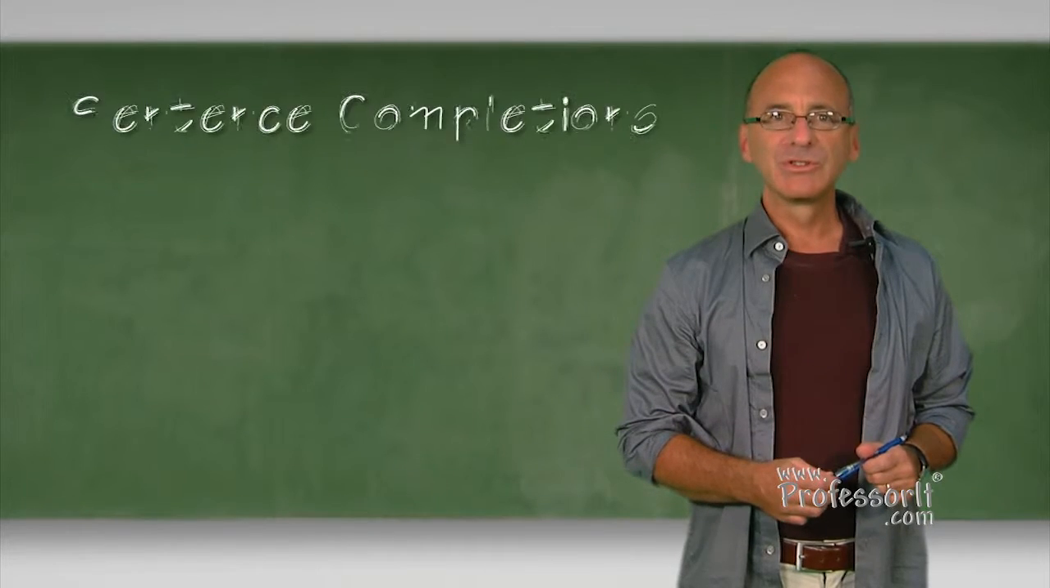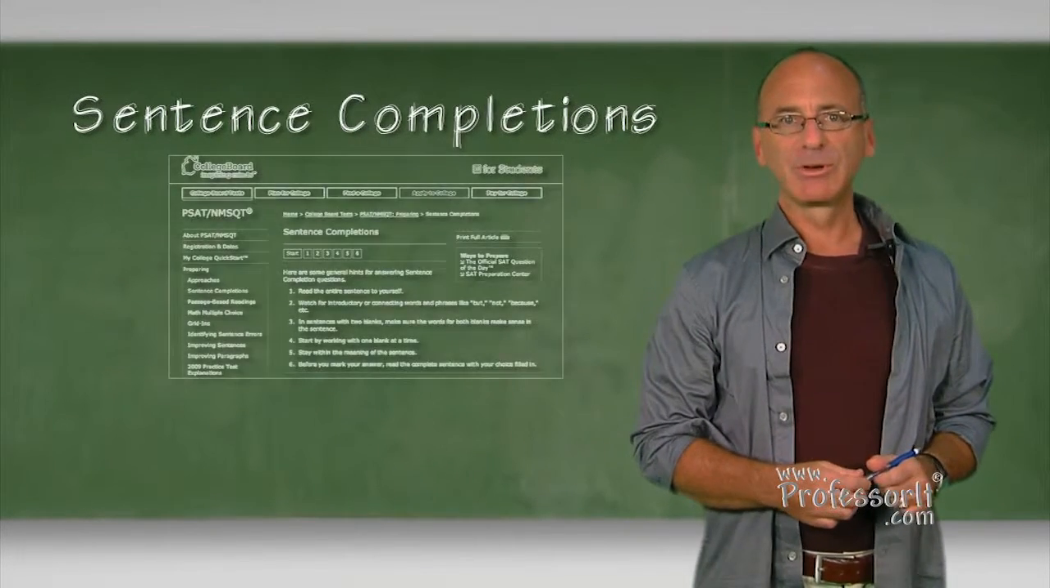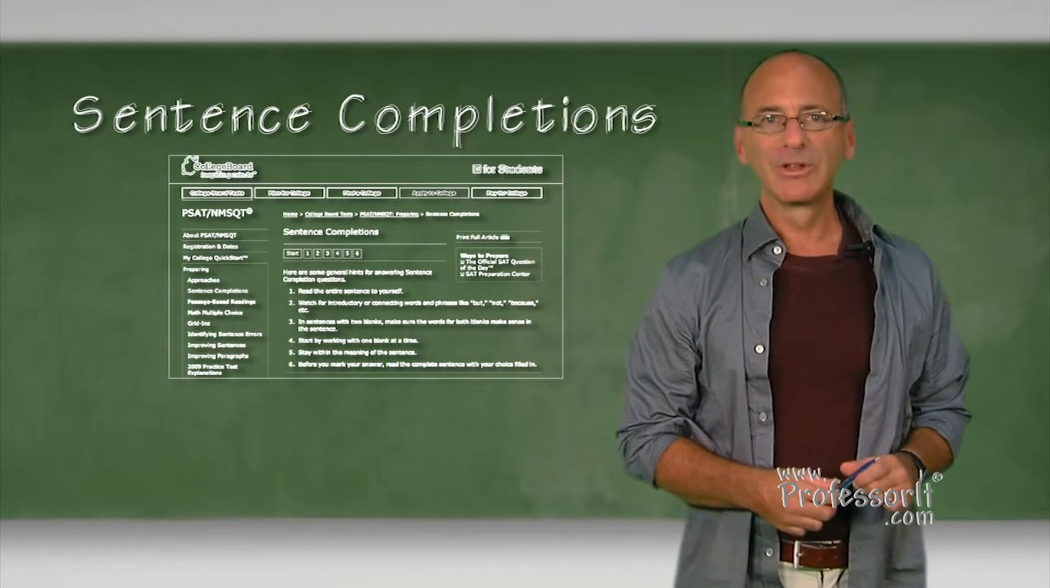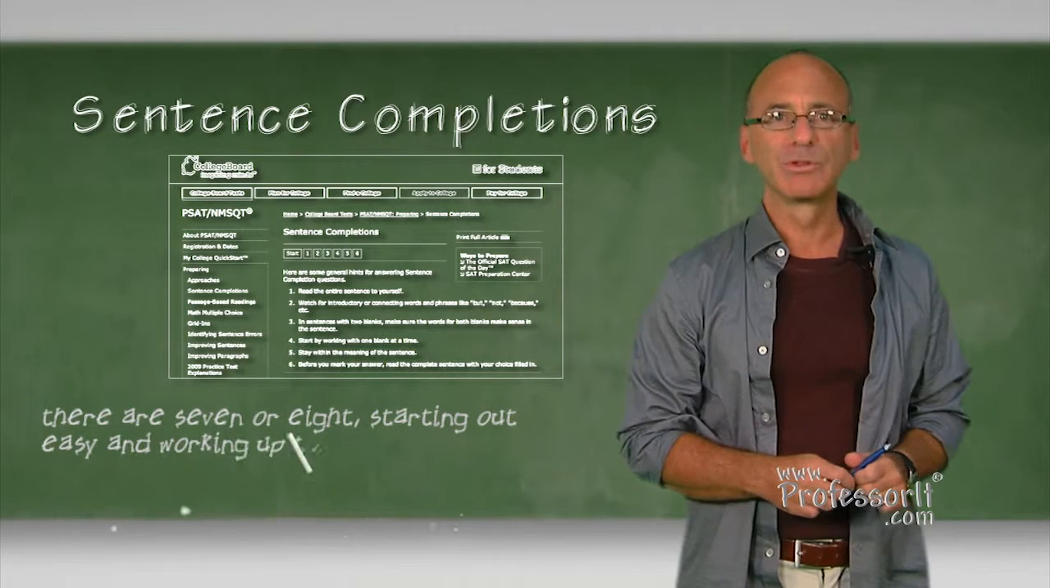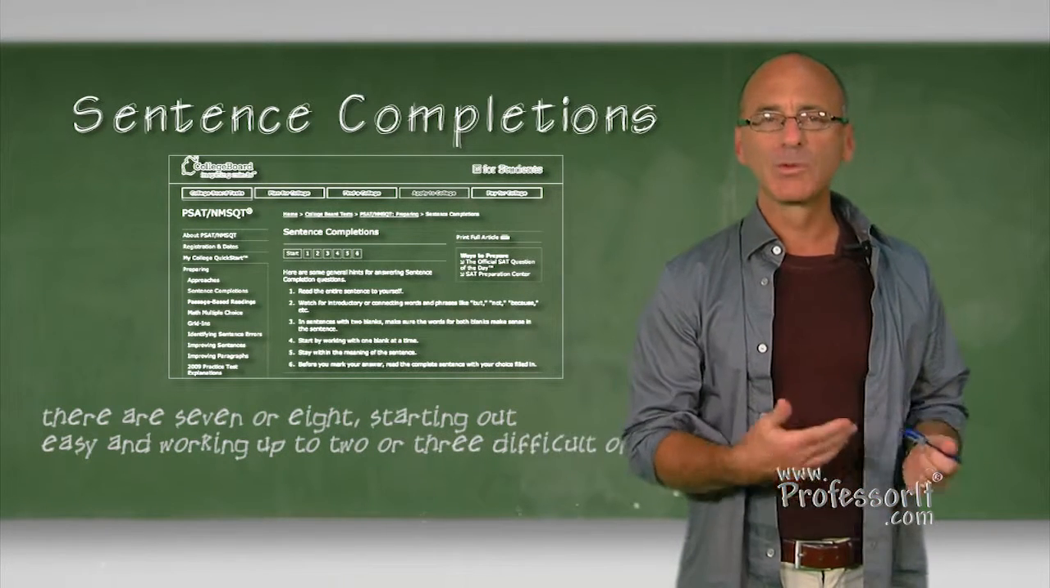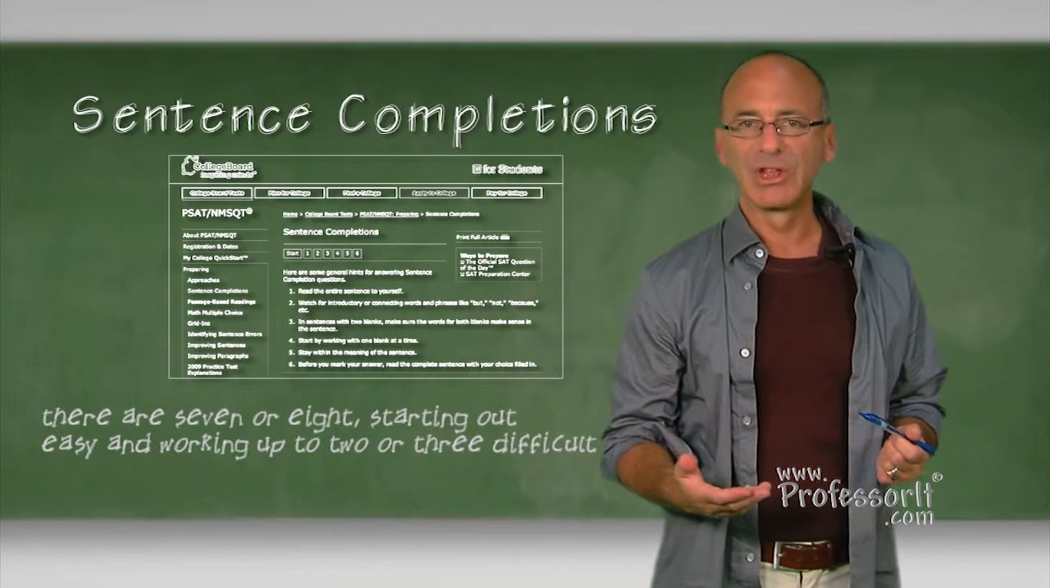Sentence completion questions usually come first on each SAT critical reading section. Frequently there are 7 or 8 questions, starting out easy and working up to 2 or 3 difficult ones. While the number of questions might vary, the format is always the same.